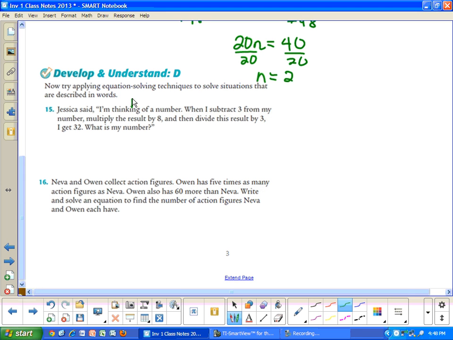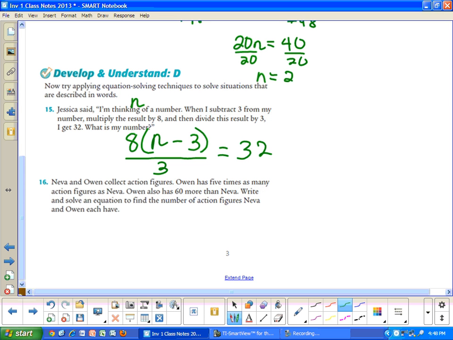So let's just say the number that she's thinking of is n. And then let's just write out what she's saying. She says, when I subtract 3 from my number, so n minus 3, and then I multiply that by 8, we'll need parentheses there, and then divide this result by 3, so we're dividing the whole thing by 3, it equals 32. Now, since n is just in one place here, we can just work backwards. Working backwards, we would do 32 times 3, and then divide that by 8, and then add 3 to get our answer.